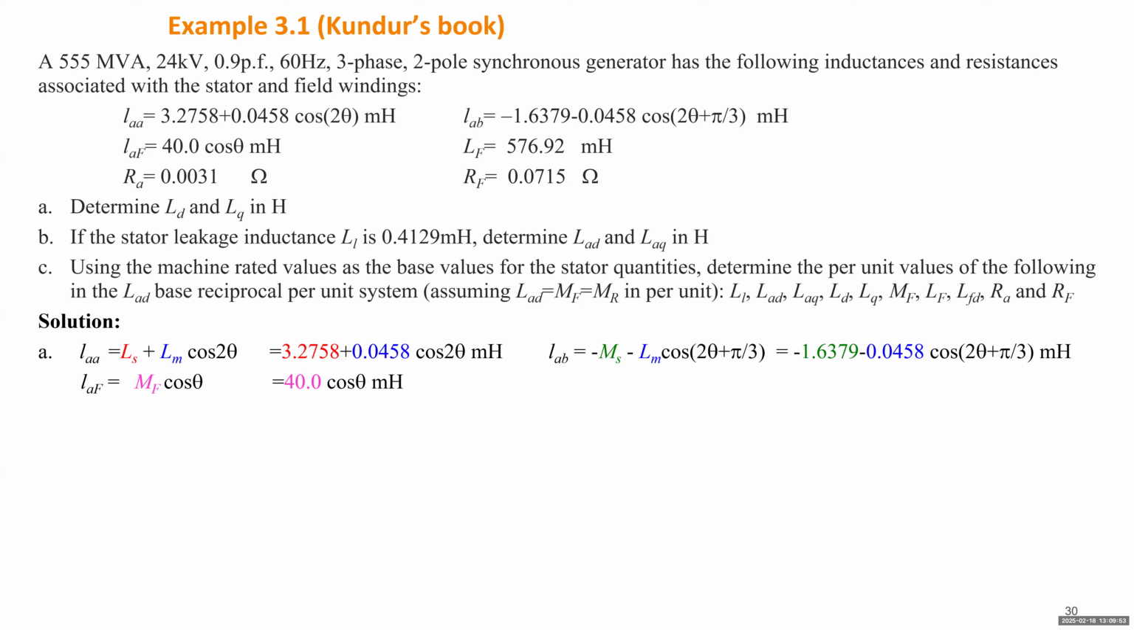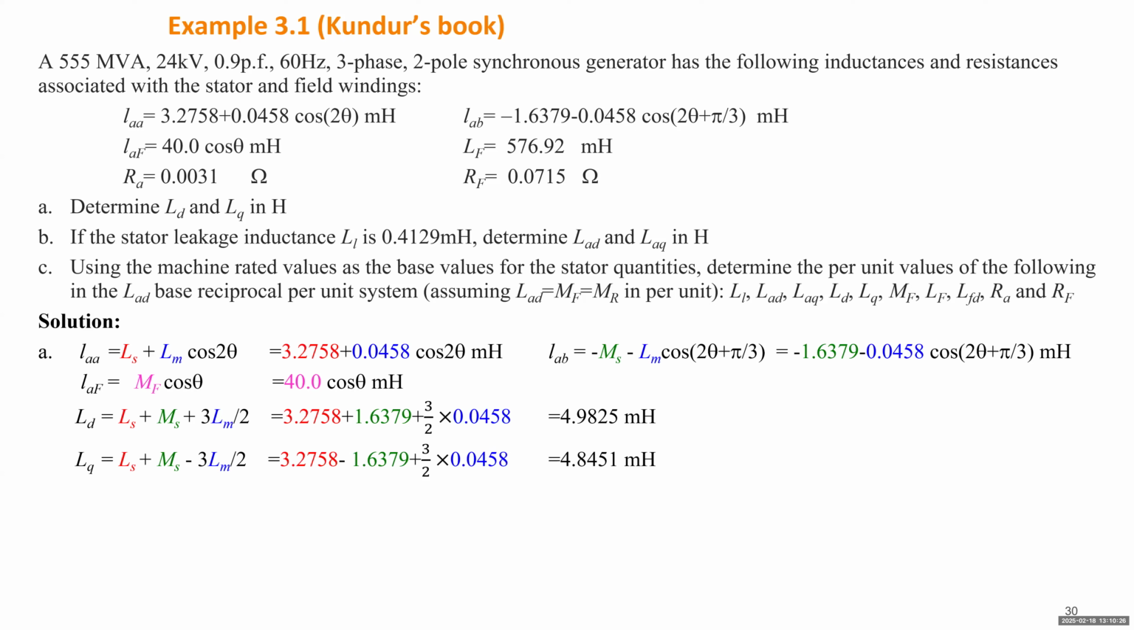So first we just put the LA in this line and compare to the formula. We know the constant part is LS, which is the self-inductance of the stator winding. LM is actually the magnitude of the oscillating part. So corresponding to that equation, we can color them just to identify those items. So LOAB has the constant part, which is negative MS.